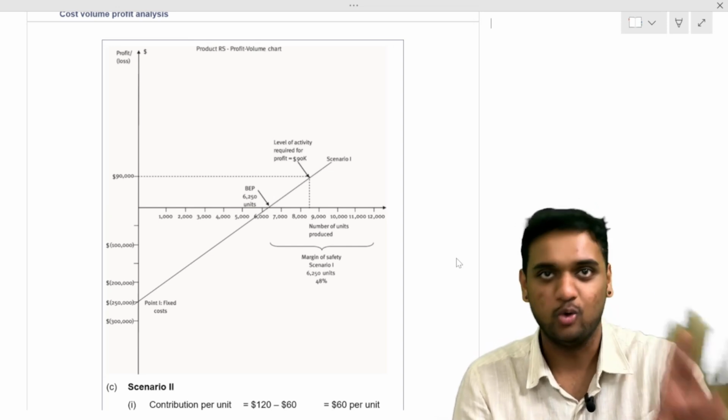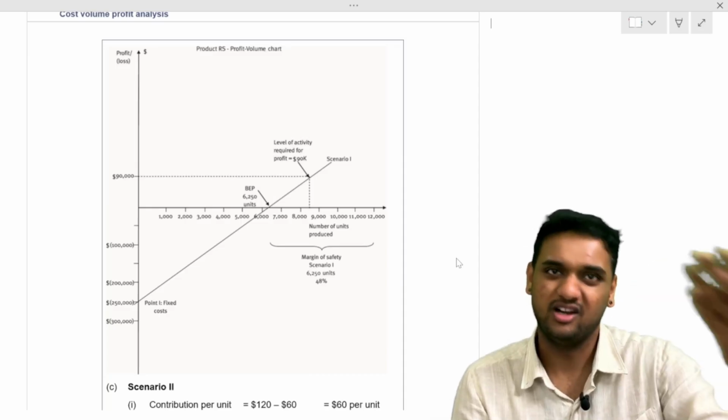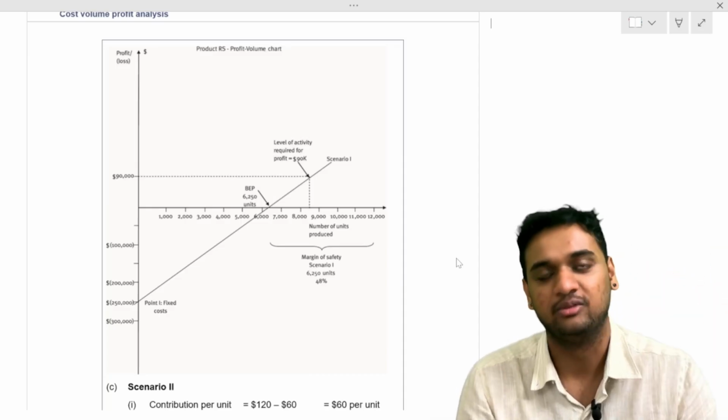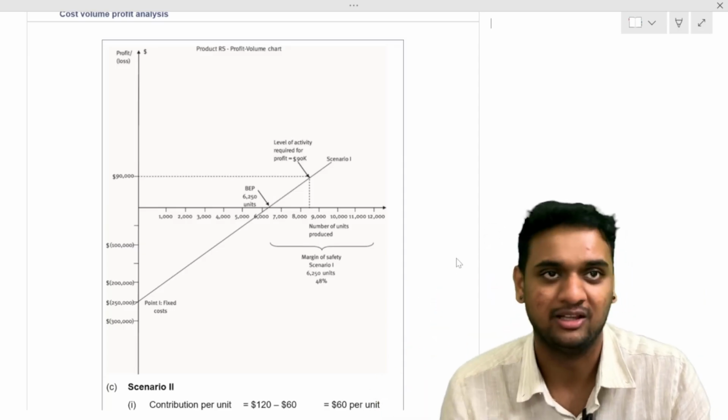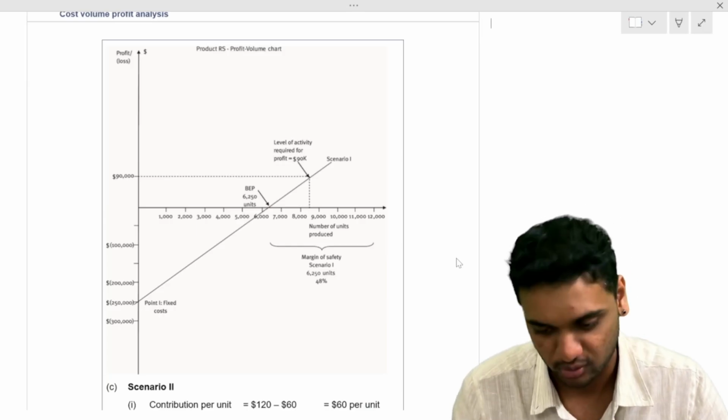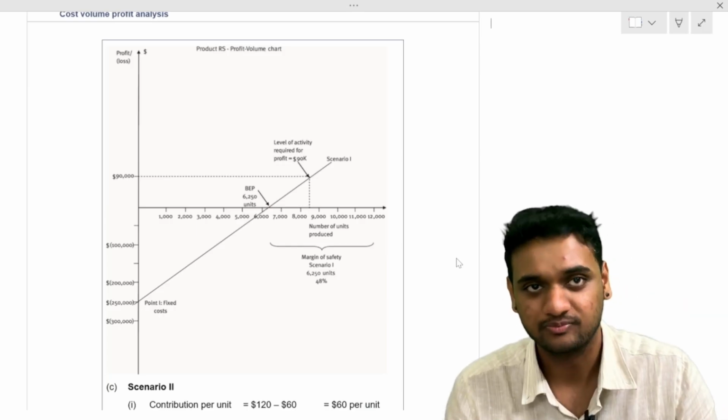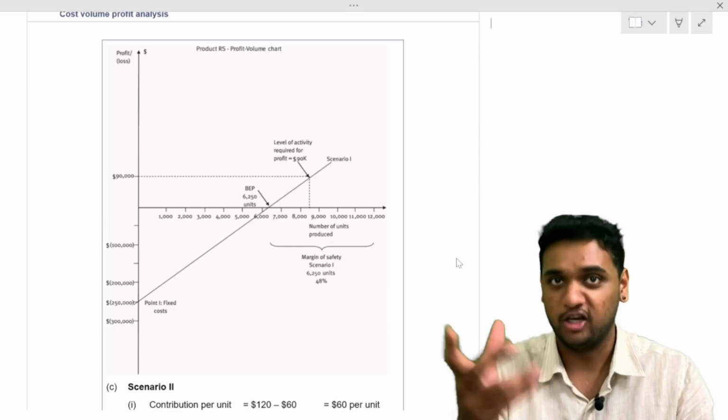You can find it using two ways. Total contribution divided by total sales, you will get the same thing. Or contribution per unit divided by sales per unit, also you will get the same thing. There will be no change. Into 100, if you put, you will get CS ratio. Why do we find CS ratio? To find the break-even point in amount.